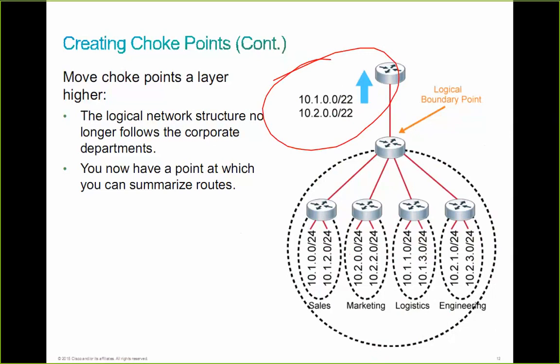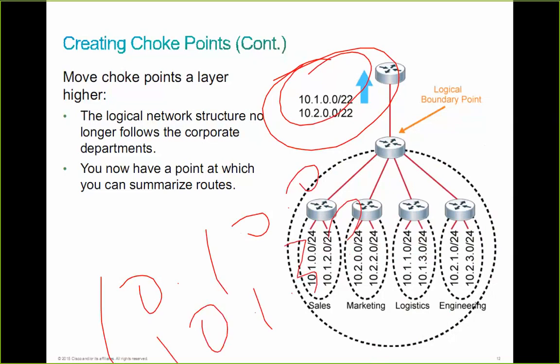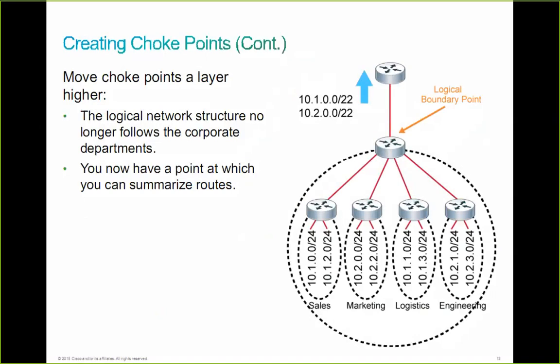That would work, because /22 would take me up to a block of 4, because that's a 252 in the third octet. 252 is a block of 4. So this one here would include 10.1.0.0 to 10.1.3.0, and then that would include 10.2.0.0 to 10.2.3.0 with a /22.